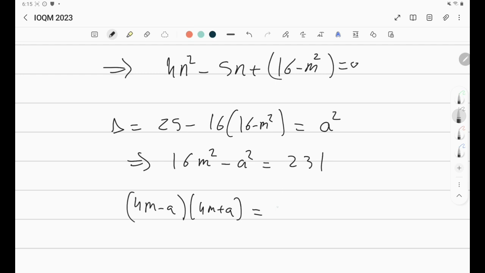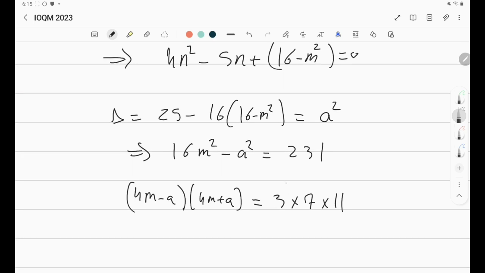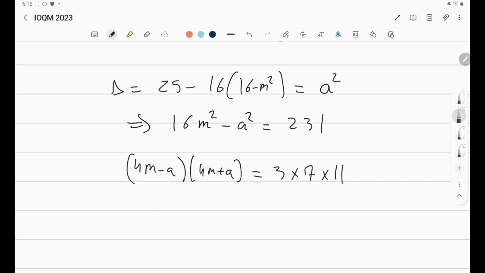This thing is 3 times 7 times 11. And now you have some possibilities to discuss. Luckily, you don't need to count all the divisors, all the possibilities, the 2 times 2 times 2, which is 8. No, you don't have 8 cases, because you know that this thing is greater, so that only leaves you with half of them, so you just have 4 cases.